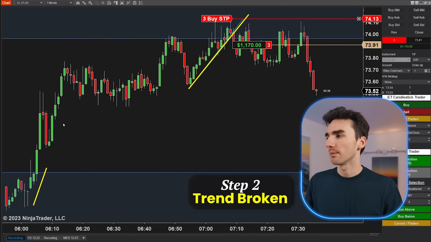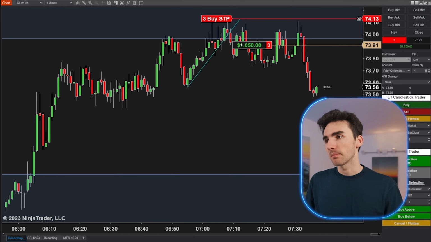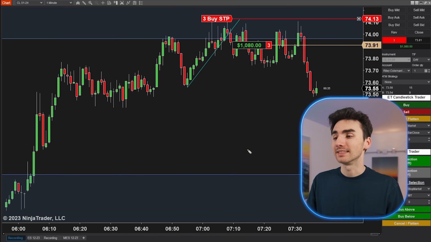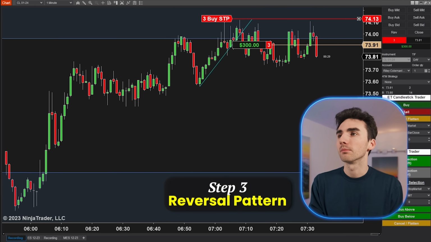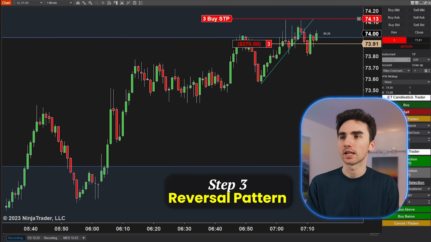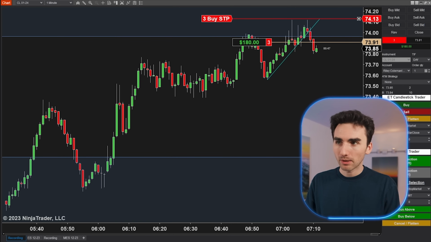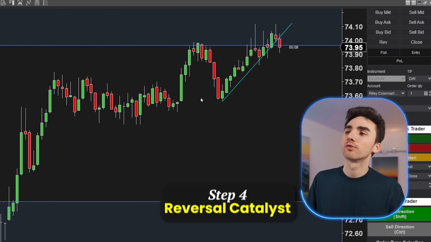There's a couple of uptrends here that are clearly broken. And so the second step that I like to wait for is a lower high in the market or some kind of reversal pattern. So if I reverse here just to show you where I actually got in, the next step I wanted to look for is some kind of reversal catalyst.